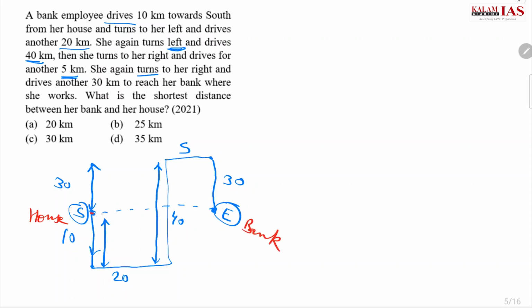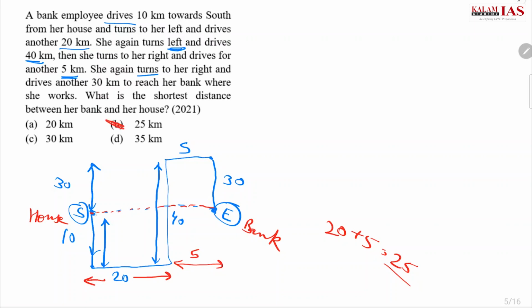The shortest distance we know will be this, because this is a simple straight line, no slope or vertical distances or diagonal distances involved. So this distance we know is 20 kilometers and this distance we know is 5 kilometers. So the final distance will be 20 plus 5, that is 25 kilometers. Answer is option B. Again, a very simple question.